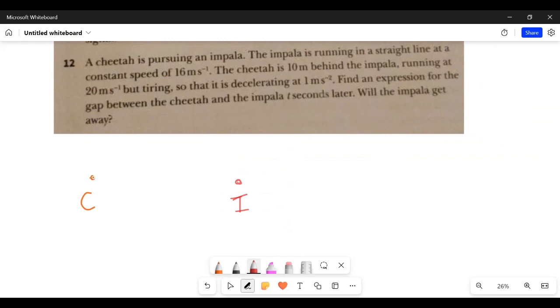But I think that's what it is. Okay, so a cheetah, not a cheetah but a deer it is. Right? Okay. A cheetah is pursuing an impala.